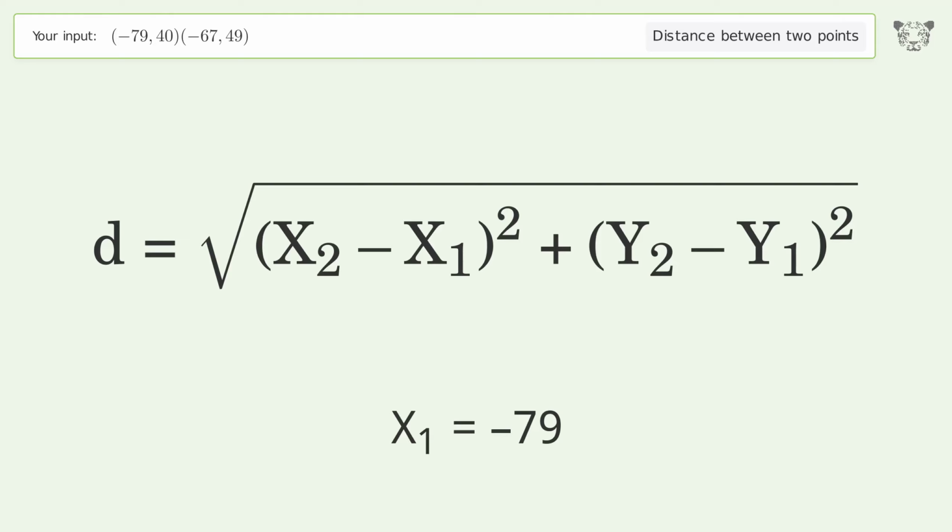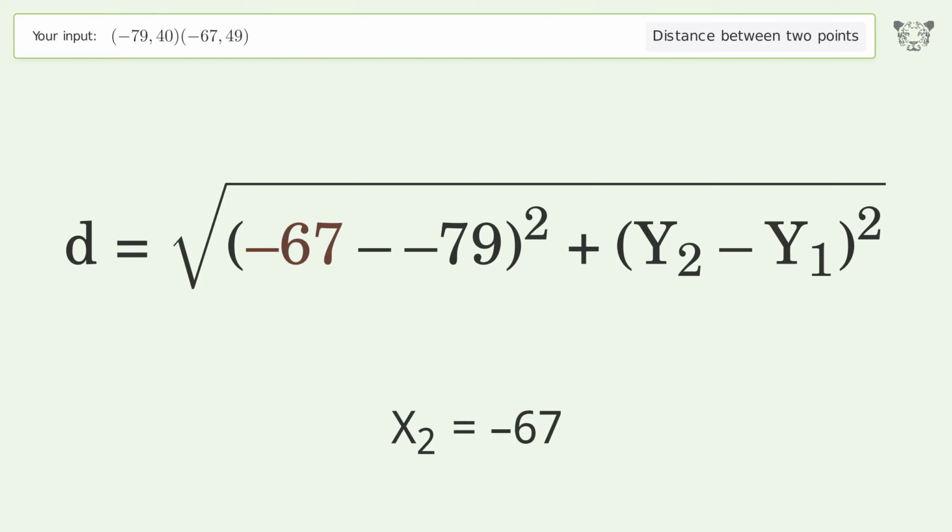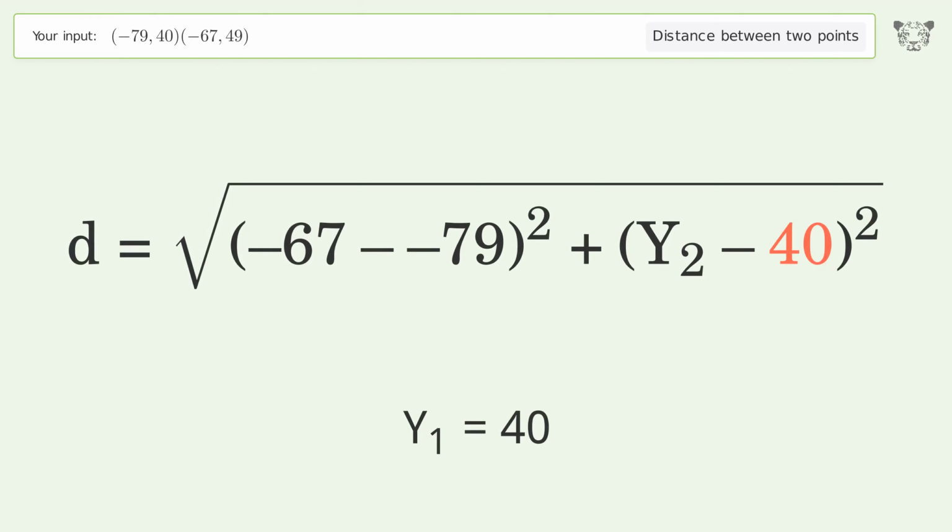x1 equals -79. x2 equals -67. y1 equals 40. y2 equals 49.